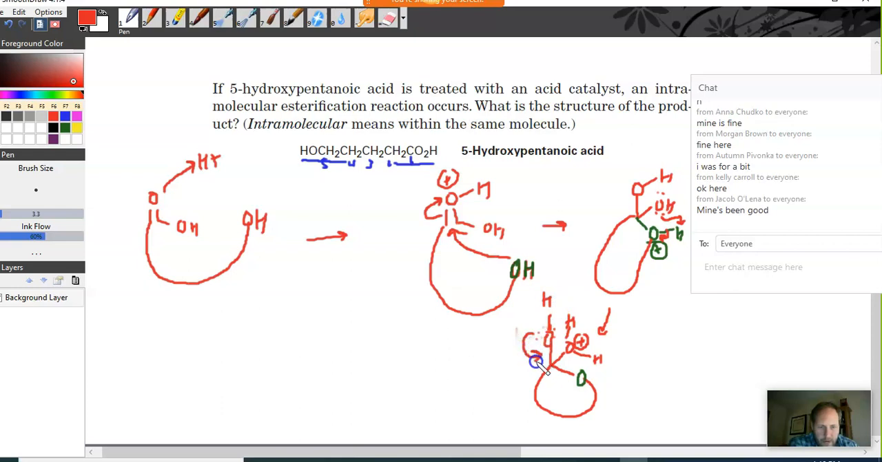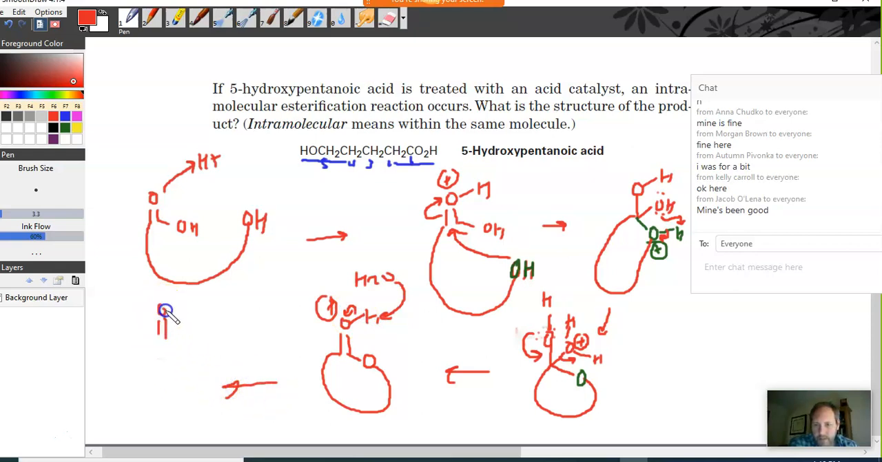This is going to pop down and kick out the water group. And then the water is going to come by and pluck out the hydrogen. And then I'll give you the final product, which we determined is the 6 mmol. Okay? So the same mechanism that we went over yesterday, that Fischer esterification, but this was just intramolecular.